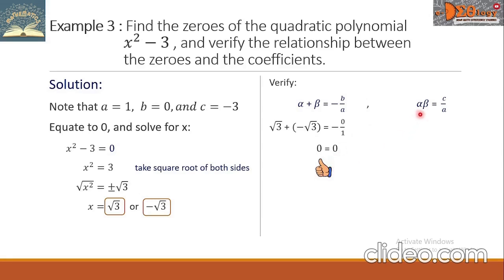Next, alpha times beta equals c over a. We substitute the values. Square root of 3 times the negative square root of 3 equals negative 3 over 1. We multiply the radicals on the left. We have negative square root of 9, equals the right side, which is simply negative 3. We simplify the left side as negative 3. That is now equal to the right side, which is negative 3. Therefore, the second relationship is verified.